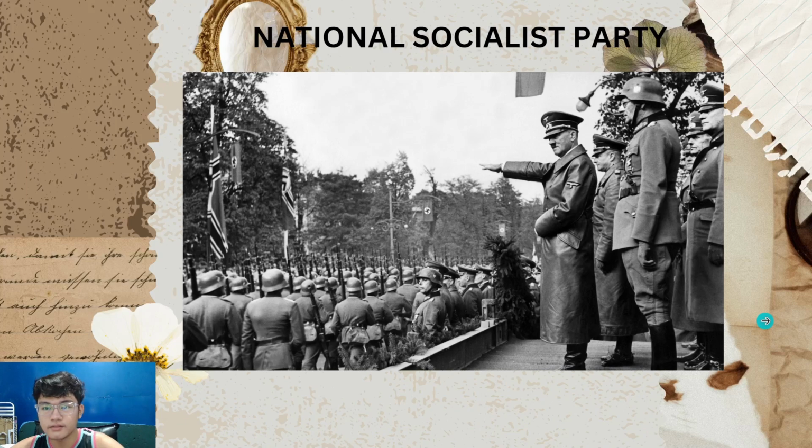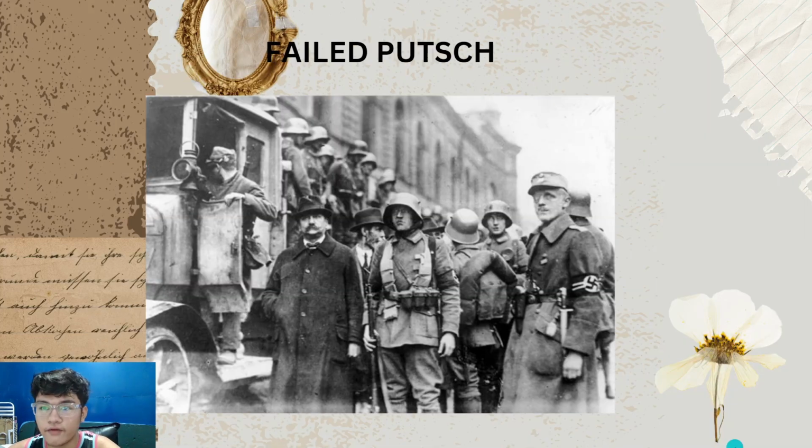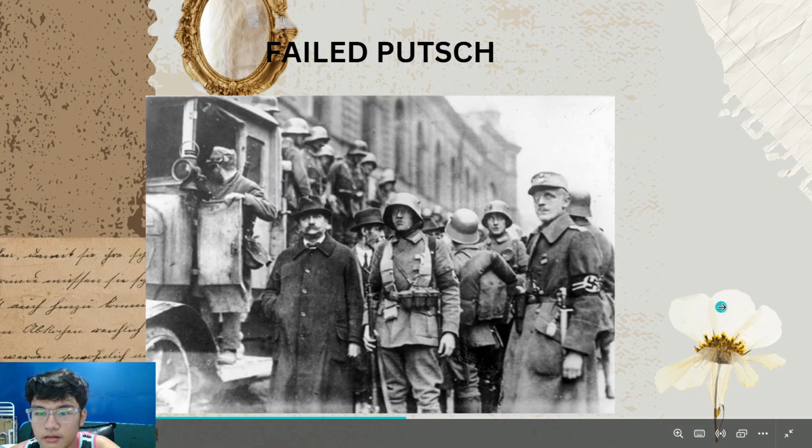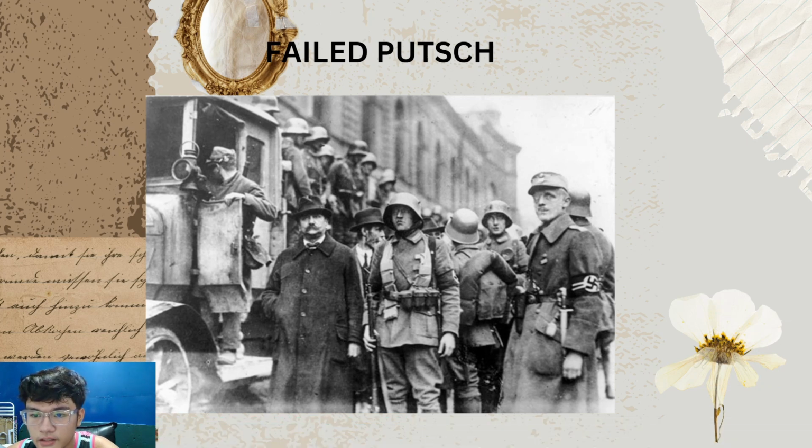So, next is the failed putsch. The Beer Hall Putsch was a failed attempt by Adolf Hitler and his Nazi Party to seize power in Munich, Germany in 1923. It was a pivotal moment in Hitler's rise to power, as it allowed him to gain notoriety and develop his extremist ideology.